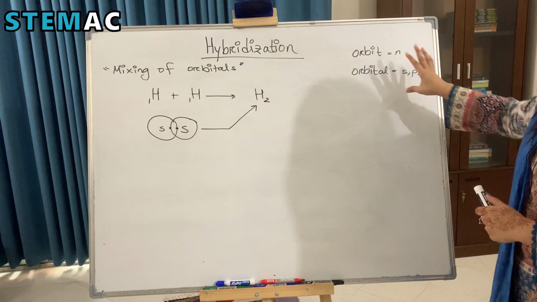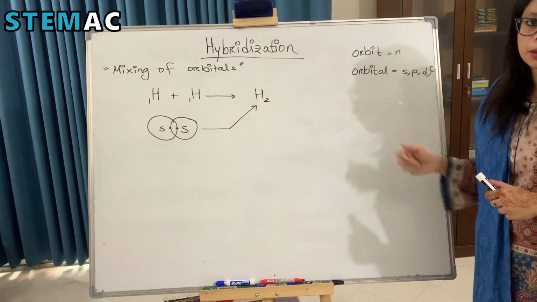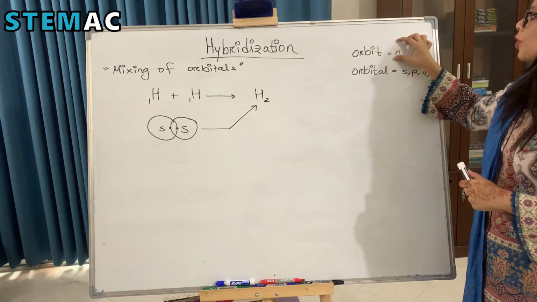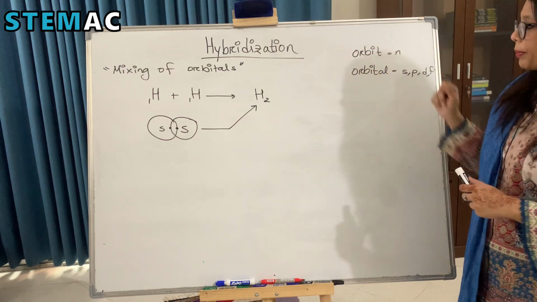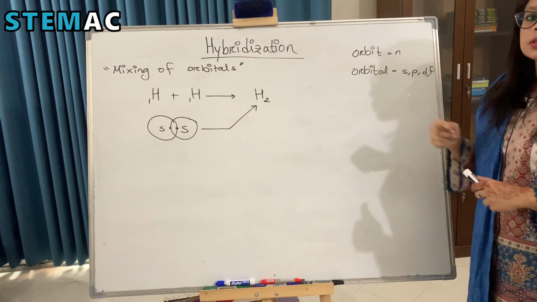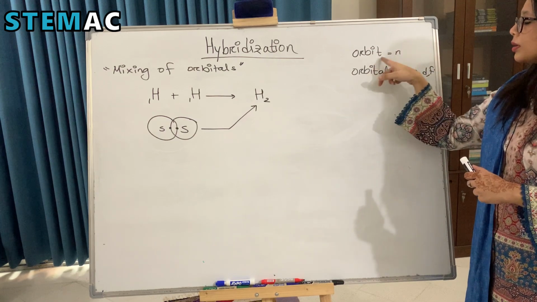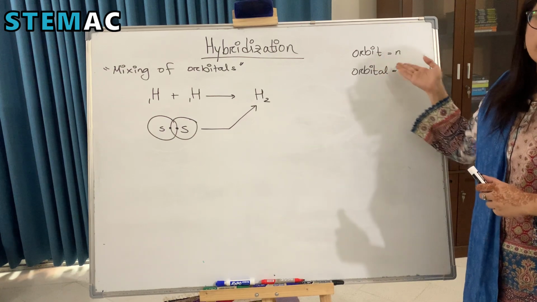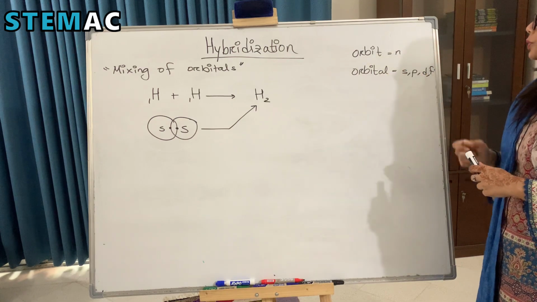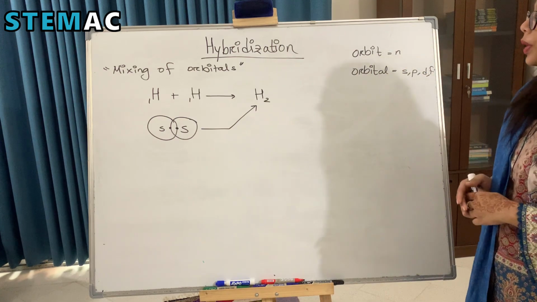So as we know from the quantum numbers, we have the orbit, which is the principal quantum number, and we have orbitals, which are the subshells or the lower levels or the divisions of the energy levels, and the orbitals are usually s, p, d, f, and so on.